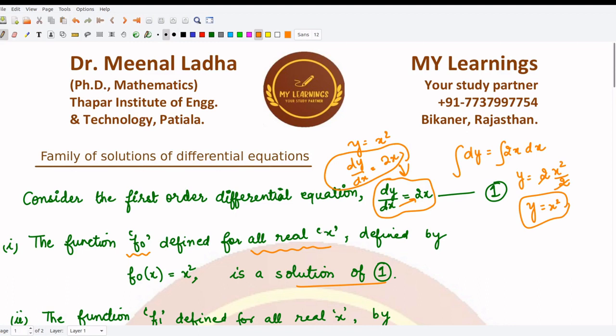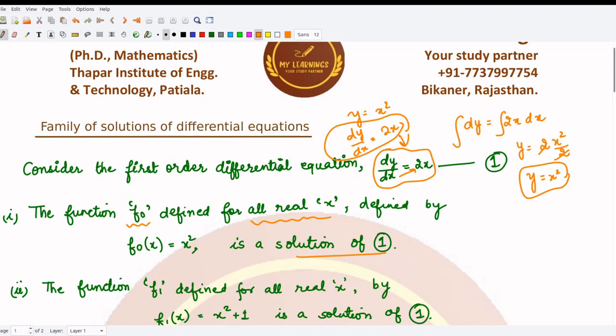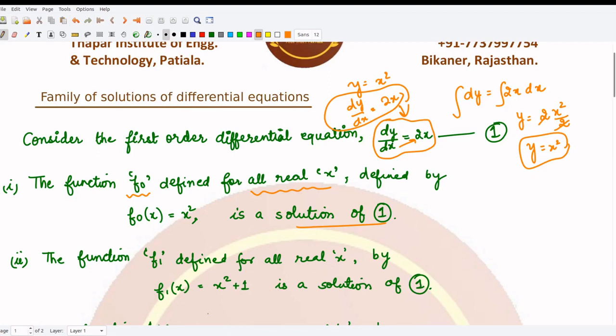Similarly, you can also see that the function f1, which is defined for all real x such that f1(x) is equal to x square plus 1, where we have added 1 to x square, is also a solution of our differential equation. Why? Because if you take y is equal to x square plus 1 and differentiate it with respect to x, this becomes 2x, and when you differentiate a constant with respect to some variable, it is 0. So it is just dy upon dx is equal to 2x, which is nothing but your differential equation. So it also satisfies your differential equation.